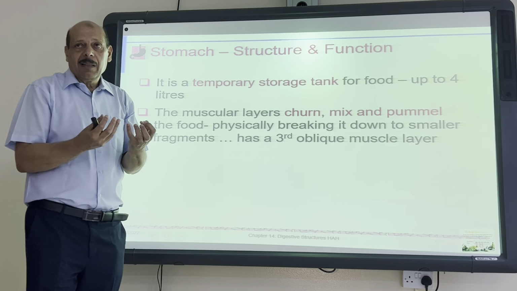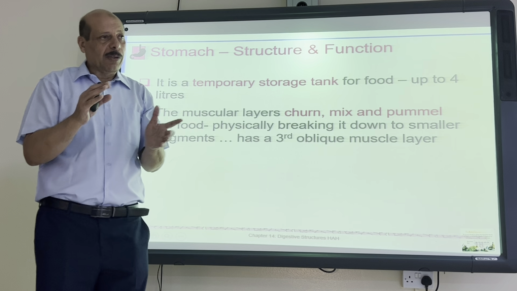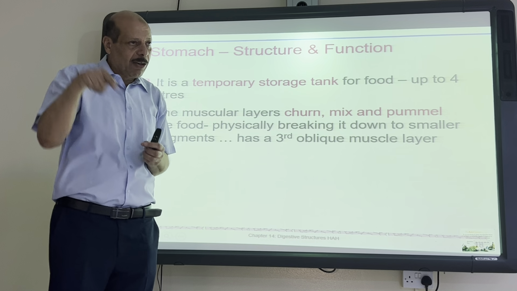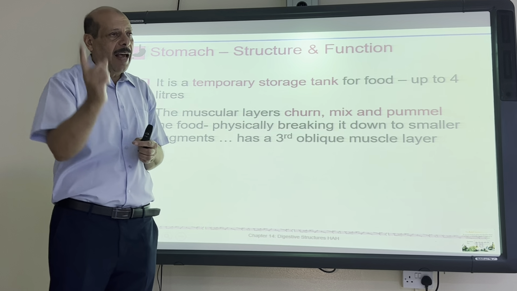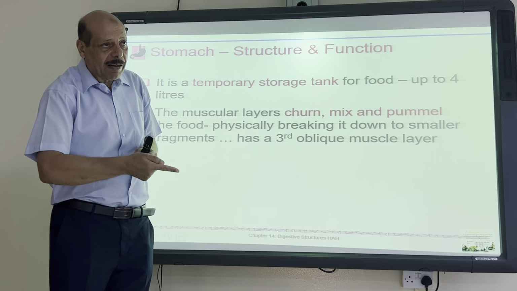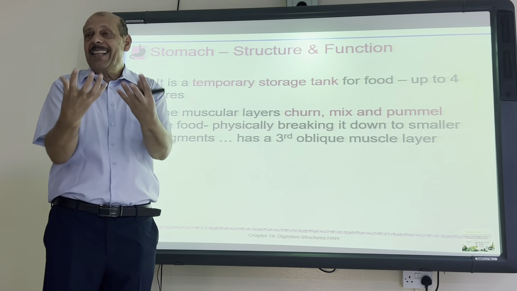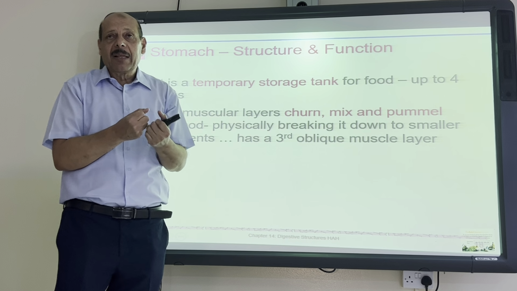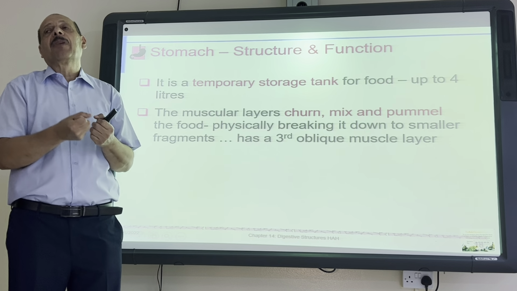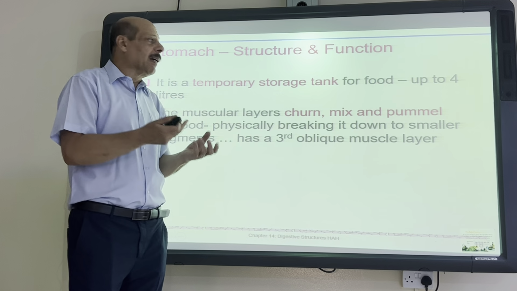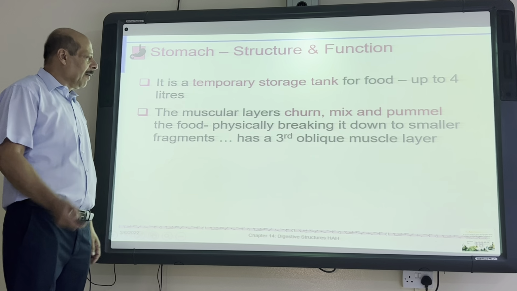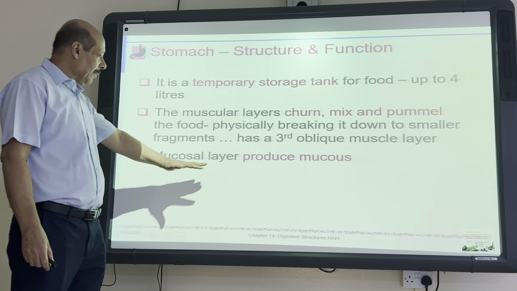Did you see the difference here? It has 3 layers: one is circular, one is longitudinal, and one is oblique. So its contraction will give a stronger contraction. It will churn the food and mix it, and it will help in the process of digestion.